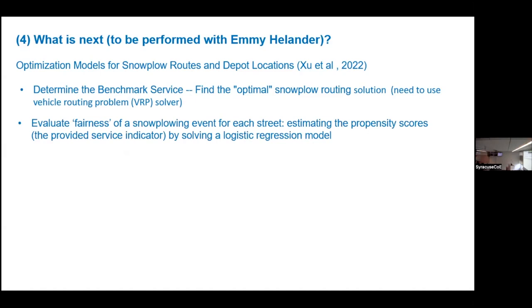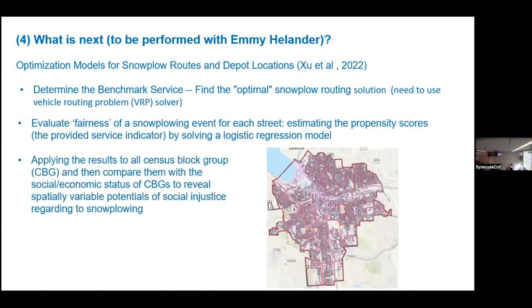And after we do that, we're planning to upscale that to the census block group scale, and then link that to socioeconomic factors such as population, household income, et cetera. And now we can get much better, much more certain conclusions. Okay, so this is the first one.